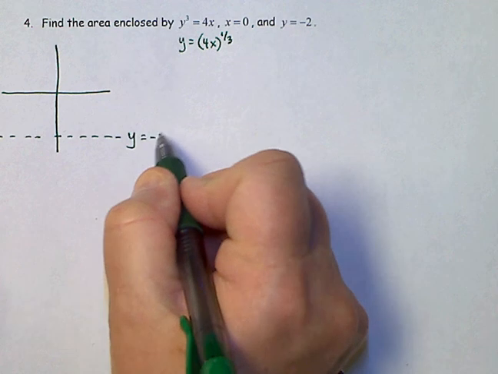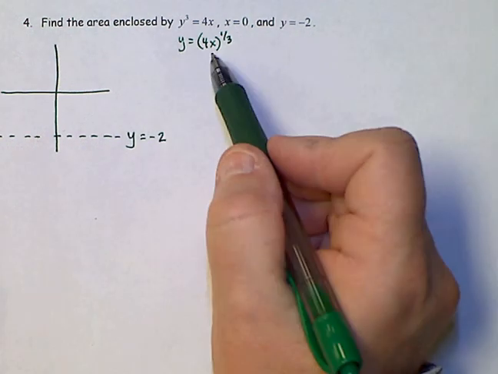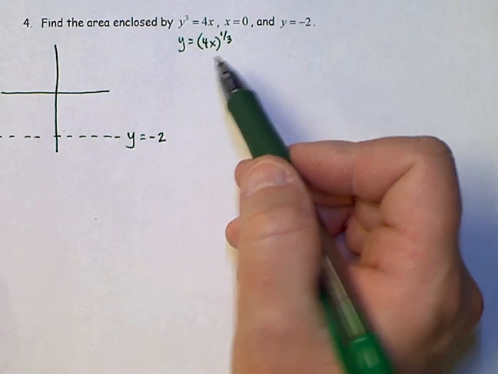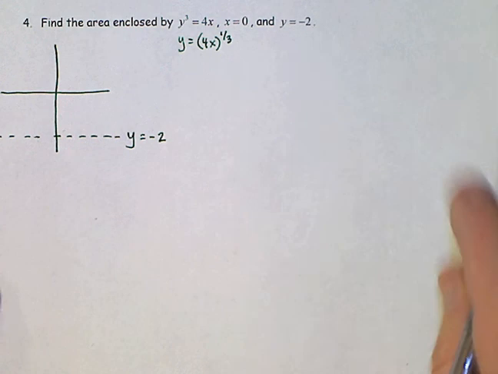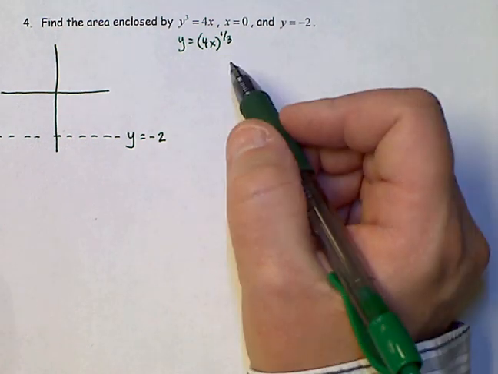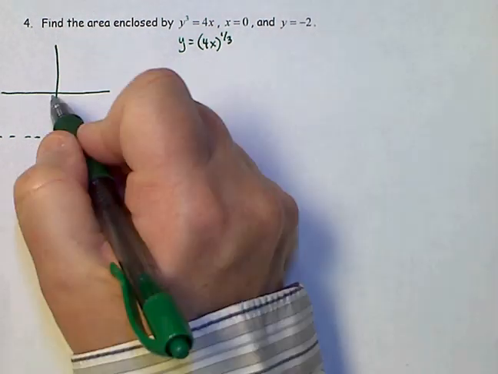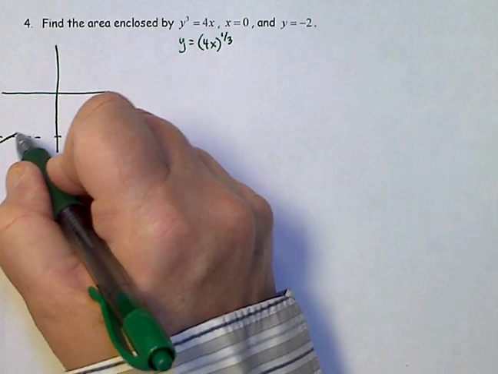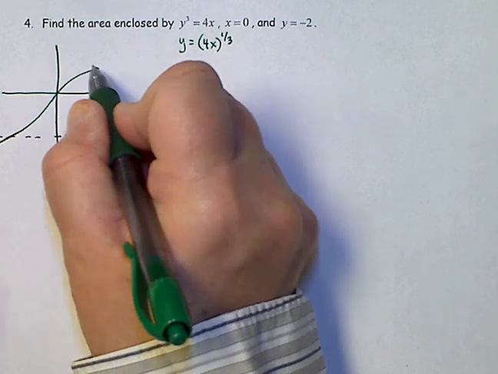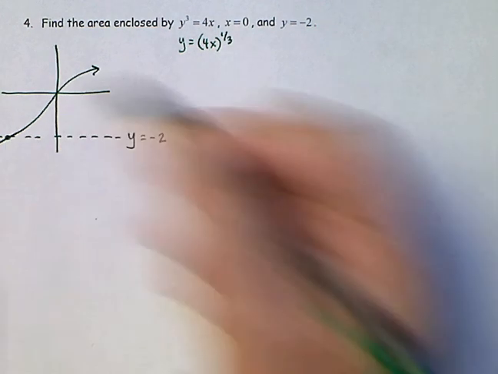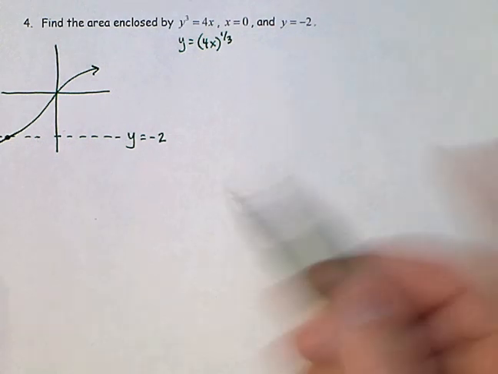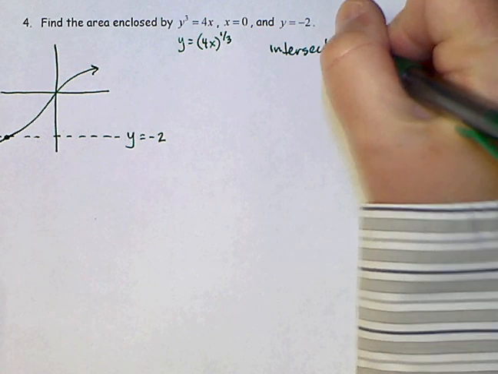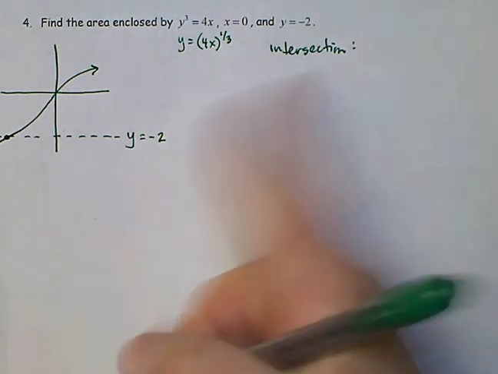Y equals negative 2. And then when we put this in our calculator and see what it looks like, we find out that it looks about like this. Goes through the origin and it crosses negative 2 somewhere out here. I should have done the intersection first. Let's find the intersection. And remember to do that, just set the two things equal to each other.